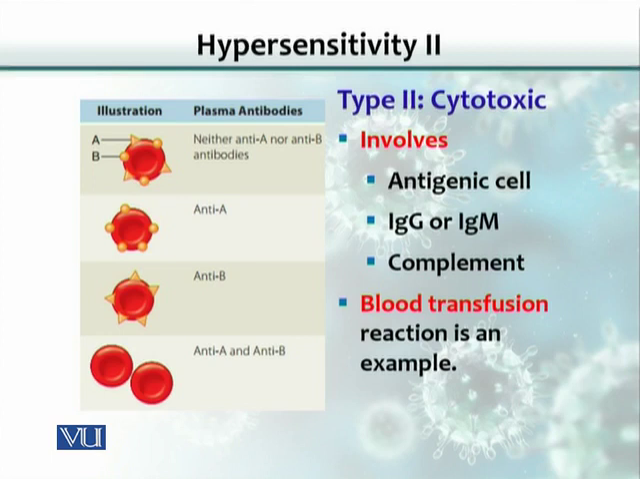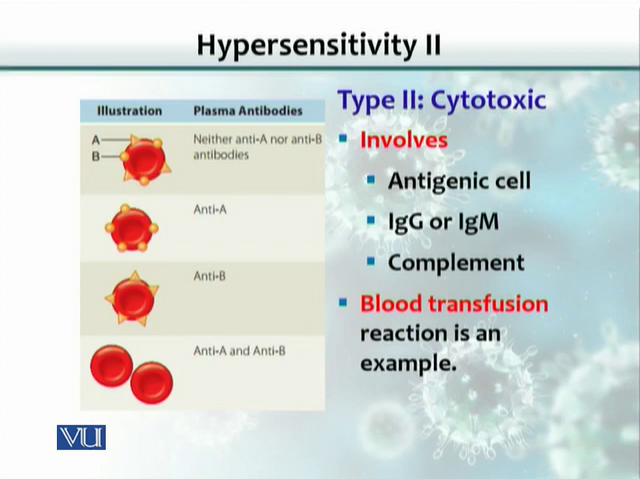So there are antigenic cells basically in the body, and against those antigenic cells, antibodies are produced by the body. Then those antibodies attach to these antigenic cells, and then complement is activated. Once the complement is activated, it punches holes into the cells and damages them. So basically, in this hypersensitivity, the cells are damaged.